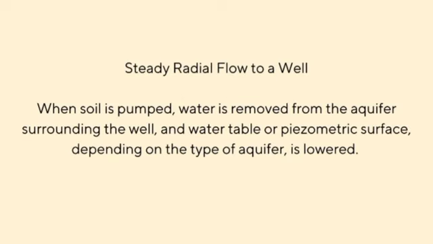Steady radial flow to a well. So, when soil is pumped, water is removed from the aquifer surrounding the well, and the water table or piezometric surface, depending on the type of aquifer, is lowered. So, ito yung tinatawag natin na drawdown. So, ano nga ba yung drawdown? Yung drawdown, ito yung height ng yung water surface sa well. Pag nag-start ka na mag-pump, yung height na yun, bumababa yun. Yung water level na yun, bumababa yun pag nag-start ka na mag-pump ng tubig. So, yung pagbaba na yun, yun yung tawag na drawdown.